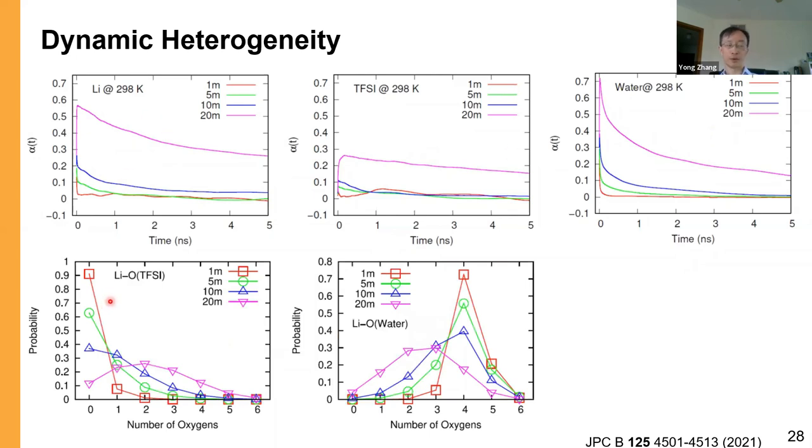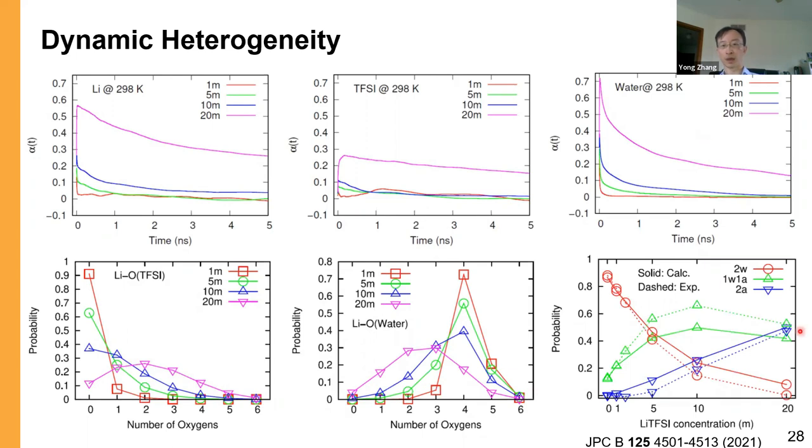For lithium, for example, it's coordinated by both LiTFSI and water at high concentration. As you can see from this purple line, at high concentration, the probability of different coordination numbers is a wide distribution, simply put. It's the same for lithium or water coordinations. And then for water, same thing. As I showed you, 50% of the water is 2A, the other 50% is 1W1A. It's a quite complicated solvation structure.